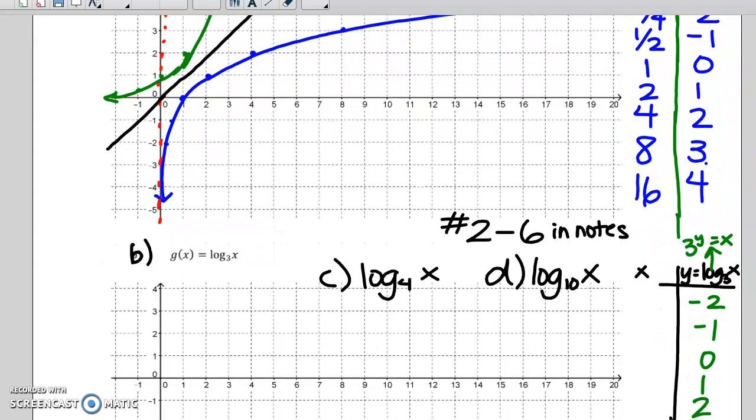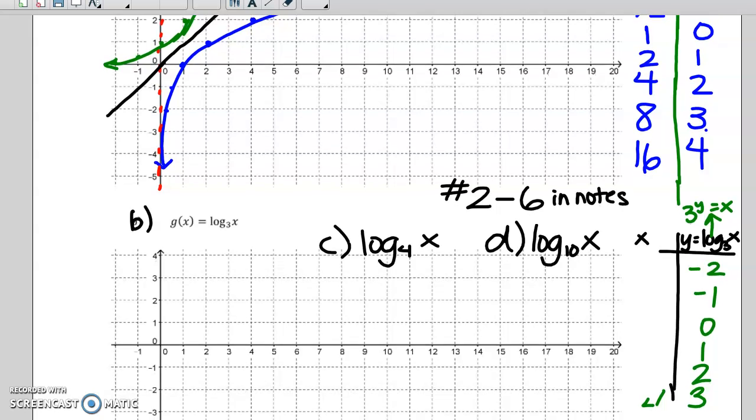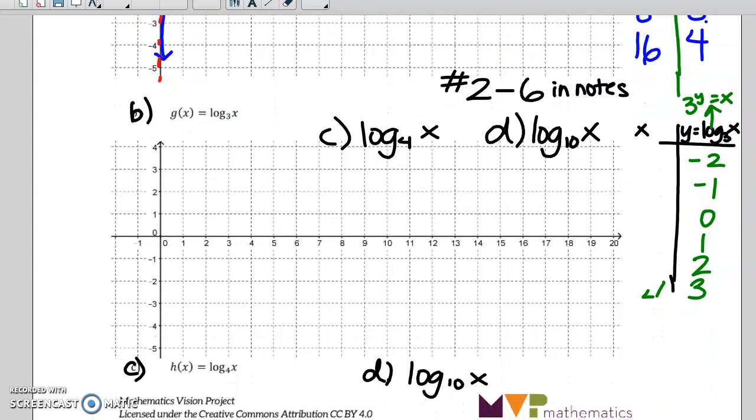And then B and C and D, I just put them all on this graph right here. So then you can kind of go through and do the same thing. I want you to set up a table for the equation log base 3 of x like we did with the first. Pick values from negative 2 to 2 is fine, or if you want to go up to 3.